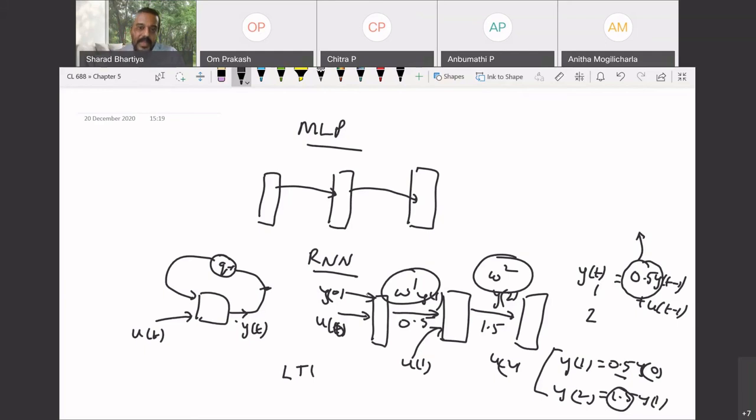Whereas here, the original just had one set of weights here, another set of weights here, and you can adapt those weights to give you good performance. Okay, sir. Yeah, understood. Thank you, sir. Yes.